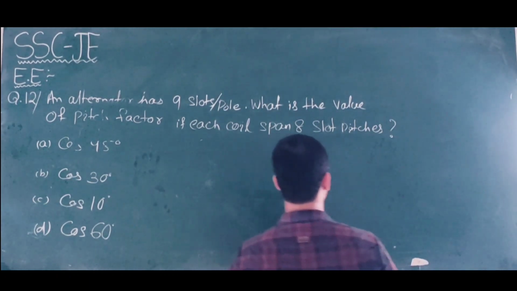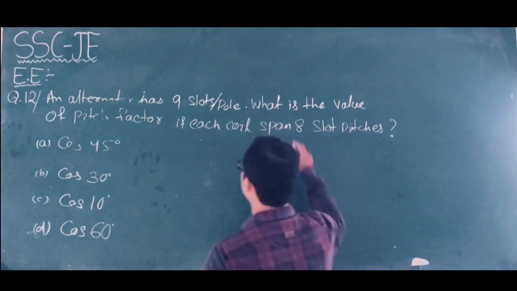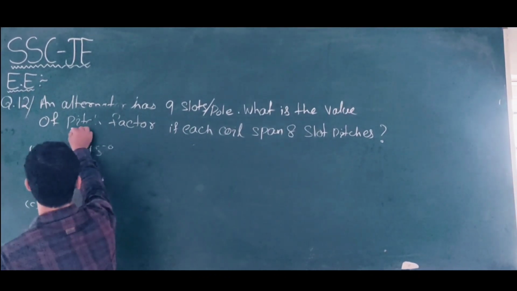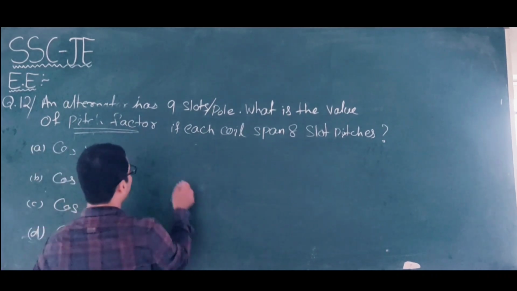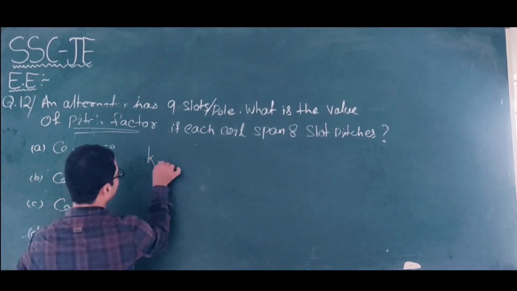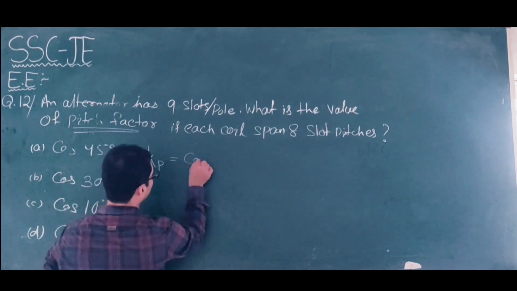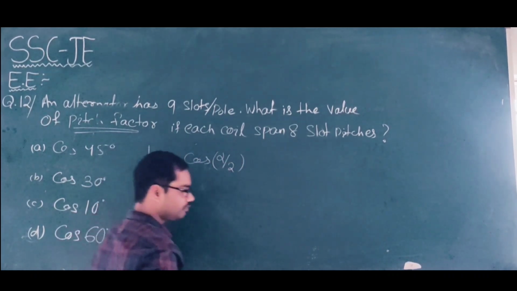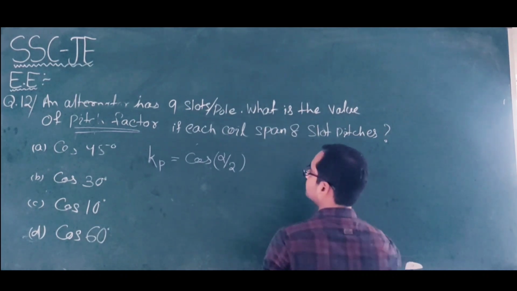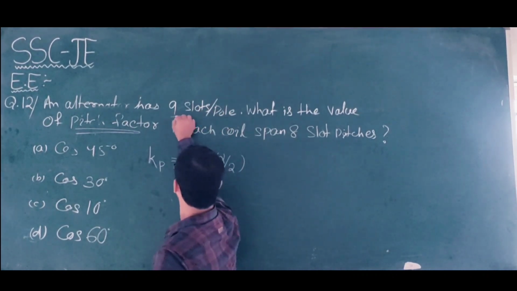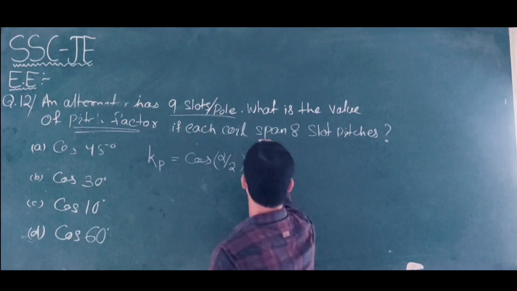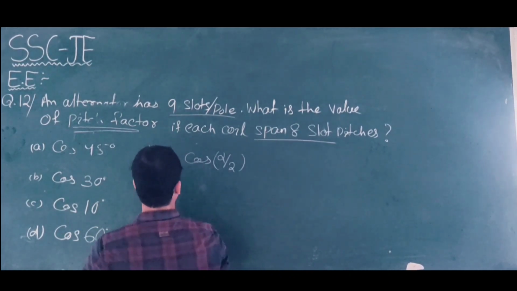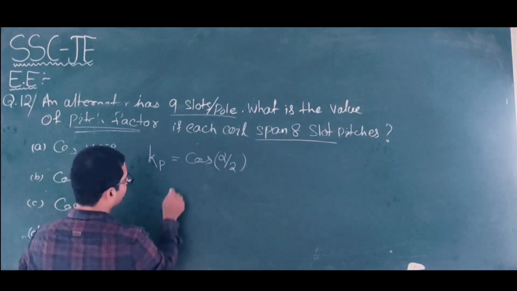So from the question, we have to find out the pitch factor. The formula for pitch factor Kp is cos alpha by 2. Okay, and the two other factors given are 9 slots per pole, and the coil span of 8 slots. So first we have to find out the value of alpha.